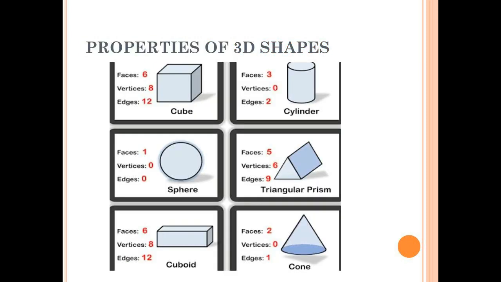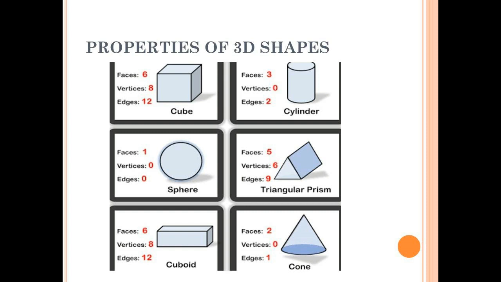Now we are going to see the properties of 3D shapes. First one, cube. Cube has 6 faces, 8 vertices and 12 edges. Second one, cylinder. Cylinder has 3 faces, 0 vertices and 2 edges. Third one, sphere. Sphere has only one face. It has no vertices and no edges.